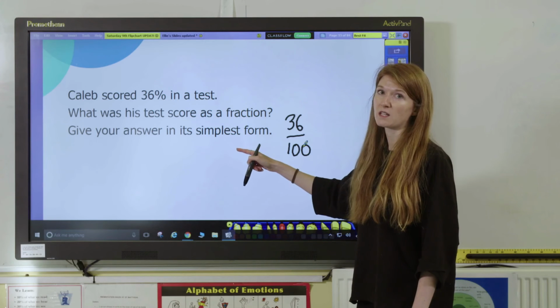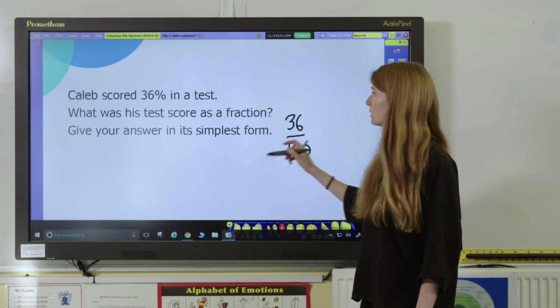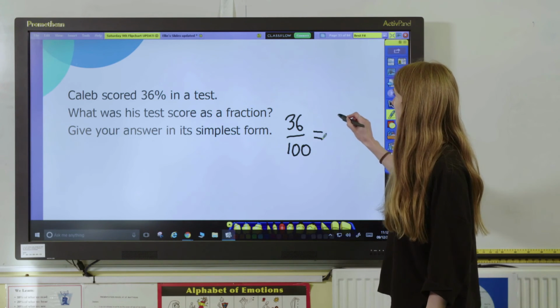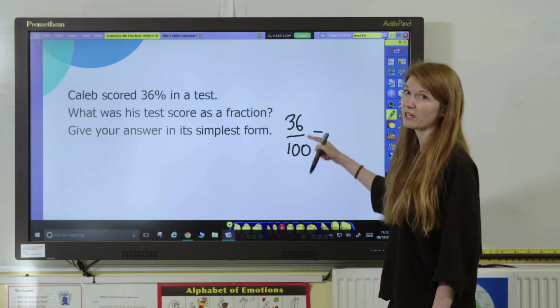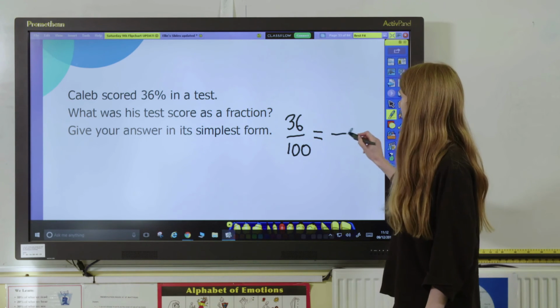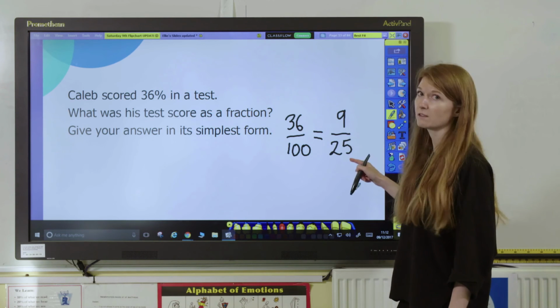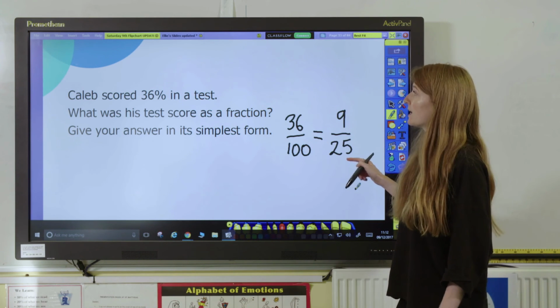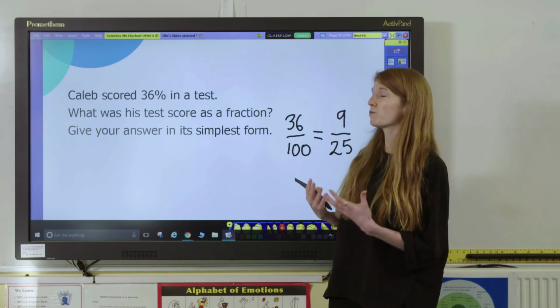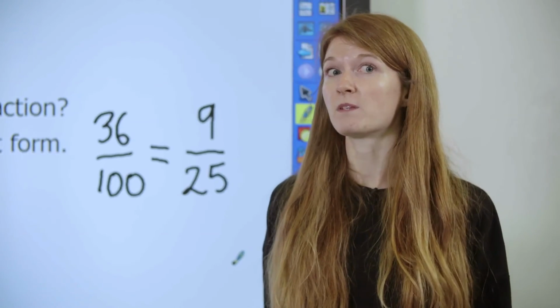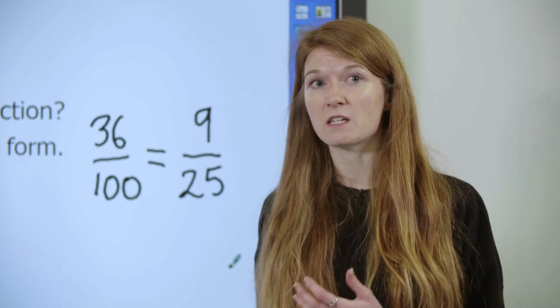The question, however, asks us to give the answer in its simplest form. So we can simplify it by dividing both our numerator and denominator by 4. Gives us 9/25ths.